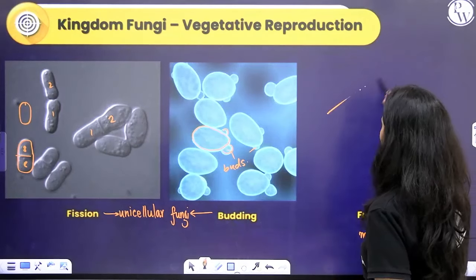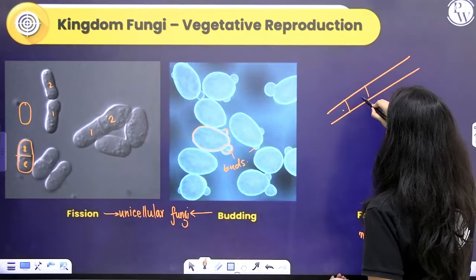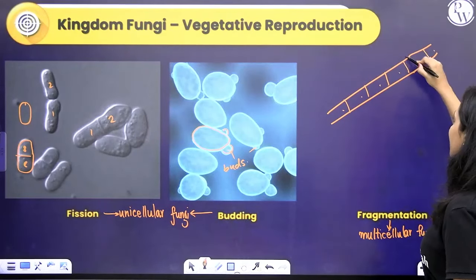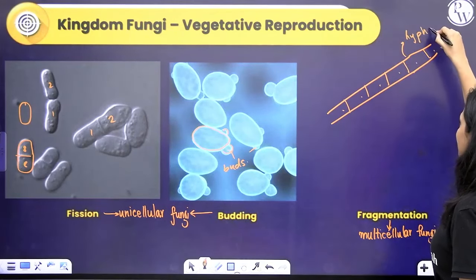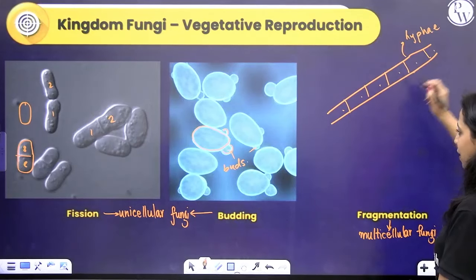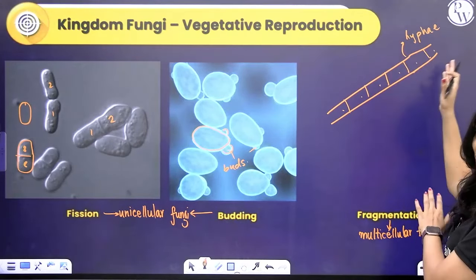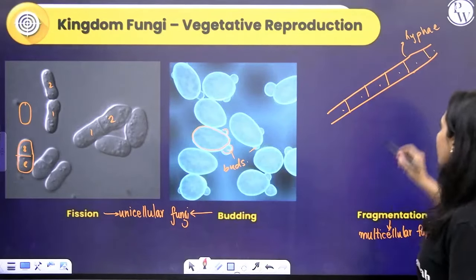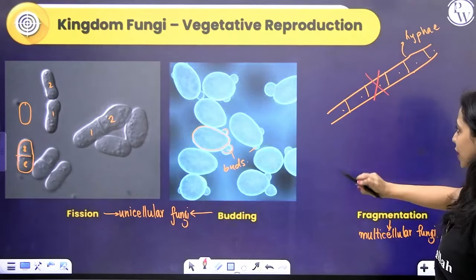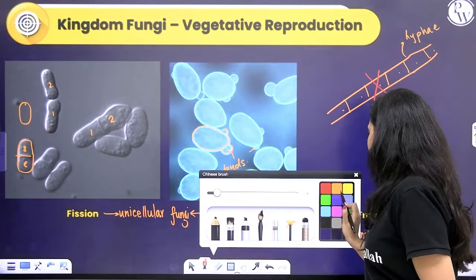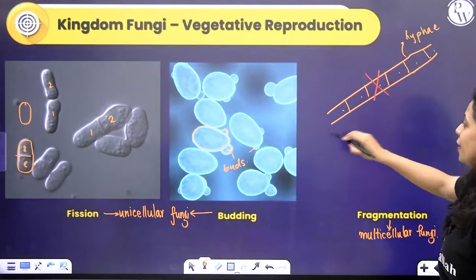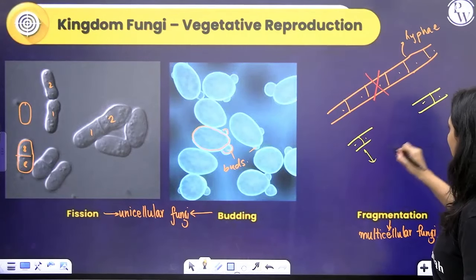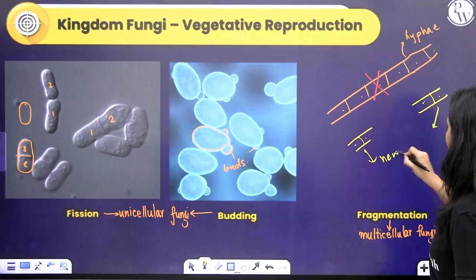Like I already mentioned, fragmentation happens in fungal species that are multicellular. So in multicellular fungi you have hyphae. In hyphae you have many cells that are joined to each other. Now in this, let's say one of the cells in between gets damaged or dies, then what happens? This one hypha is now split into two hyphae. Each one will act like a new organism.